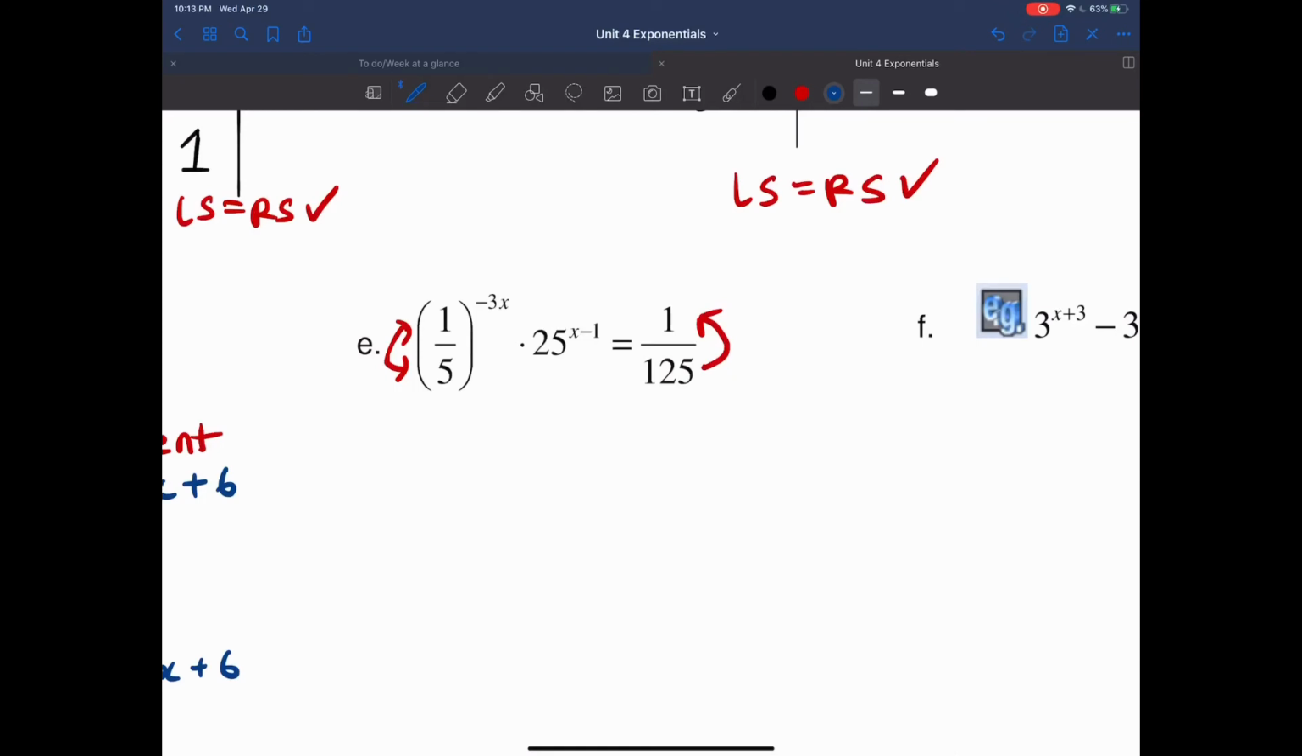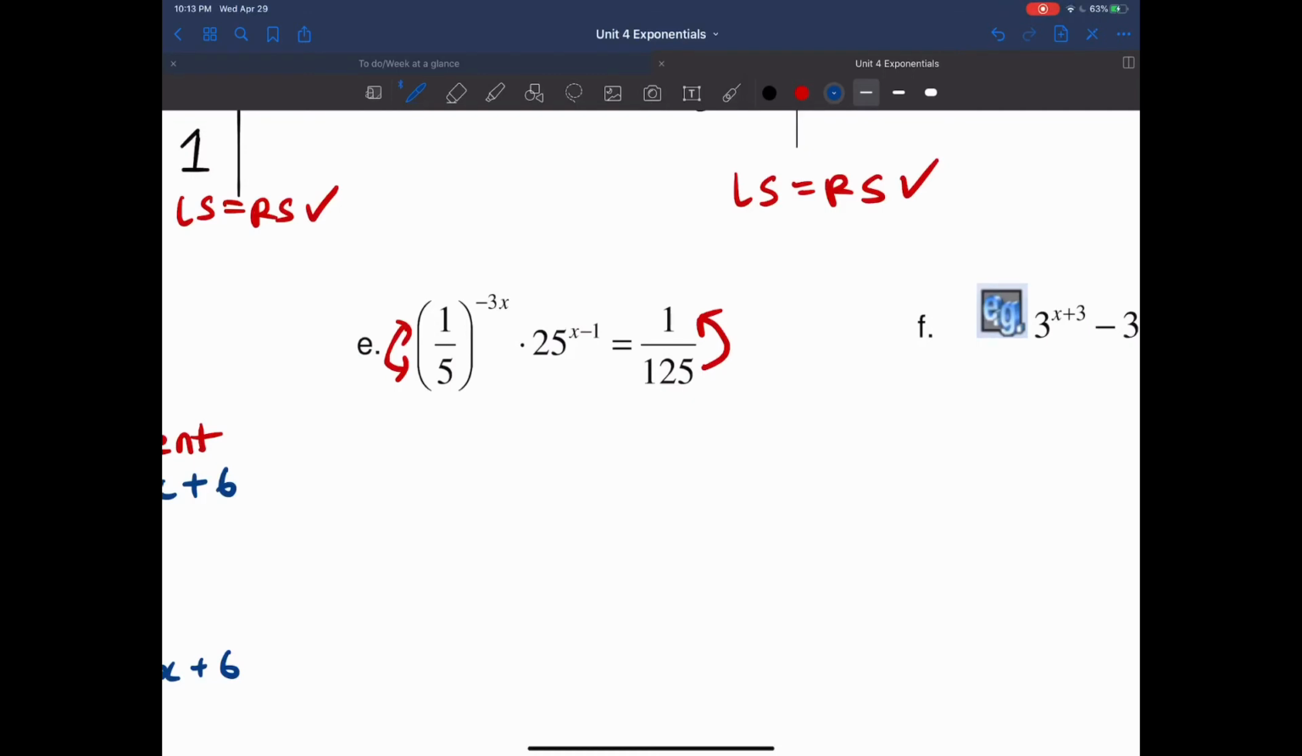So again, the base that I'm seeing again and again is the value 5. Do you see what I'm seeing? I see 1 over 5, but I can rewrite that as a 5. 25, I can rewrite that as a 5. 125 has a relation to 5 as well. And that's why you're seeing these arrows that I already kind of started off.